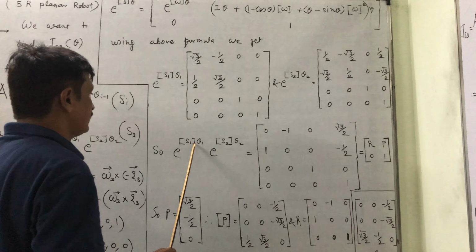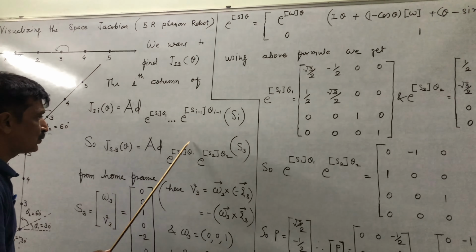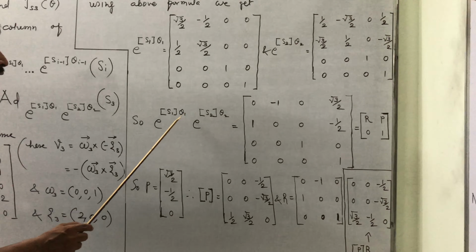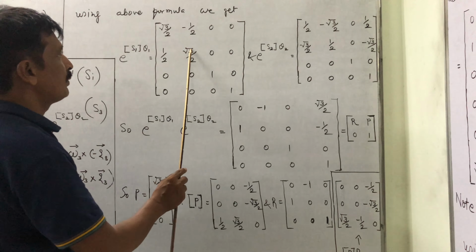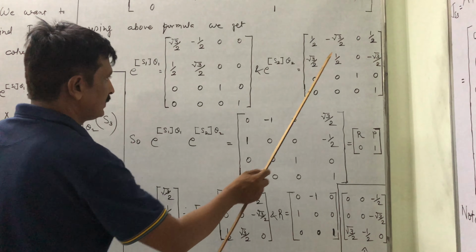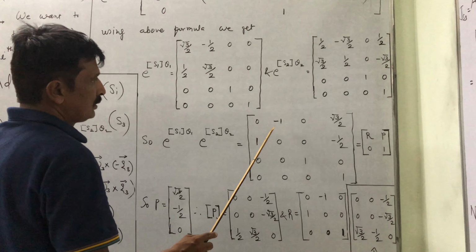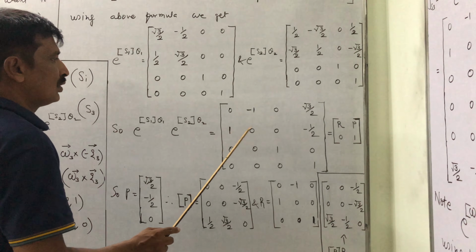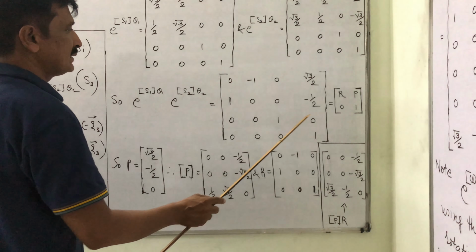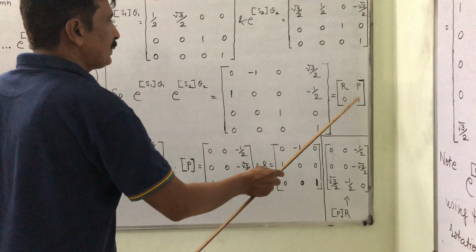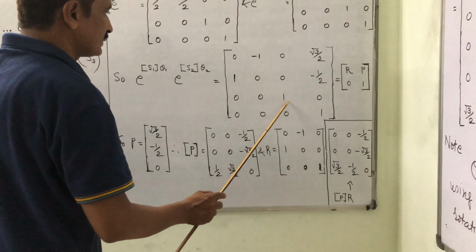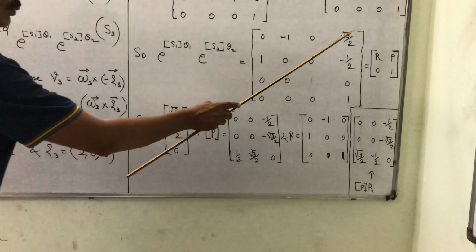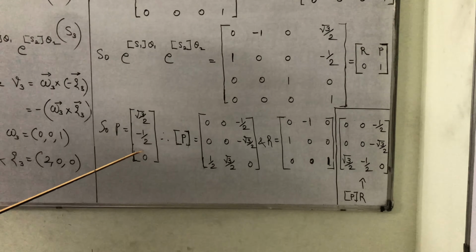So e raised to s1 theta 1 into e raised to s2 theta 2, because we require the adjoint representation of this matrix. So we have obtained this one. If you multiply these two, you can cross-check whether I have made a mistake or not. After multiplying this and this matrix, you will get 0, minus 1, 0, root 3 by 2; 1, 0, 0, minus half; 0, 0, 1, 0; 0, 0, 0, 1, R P 0 1. This one is the rotation matrix, and this one is the translation vector P, and P is root 3 by 2, minus half, 0.